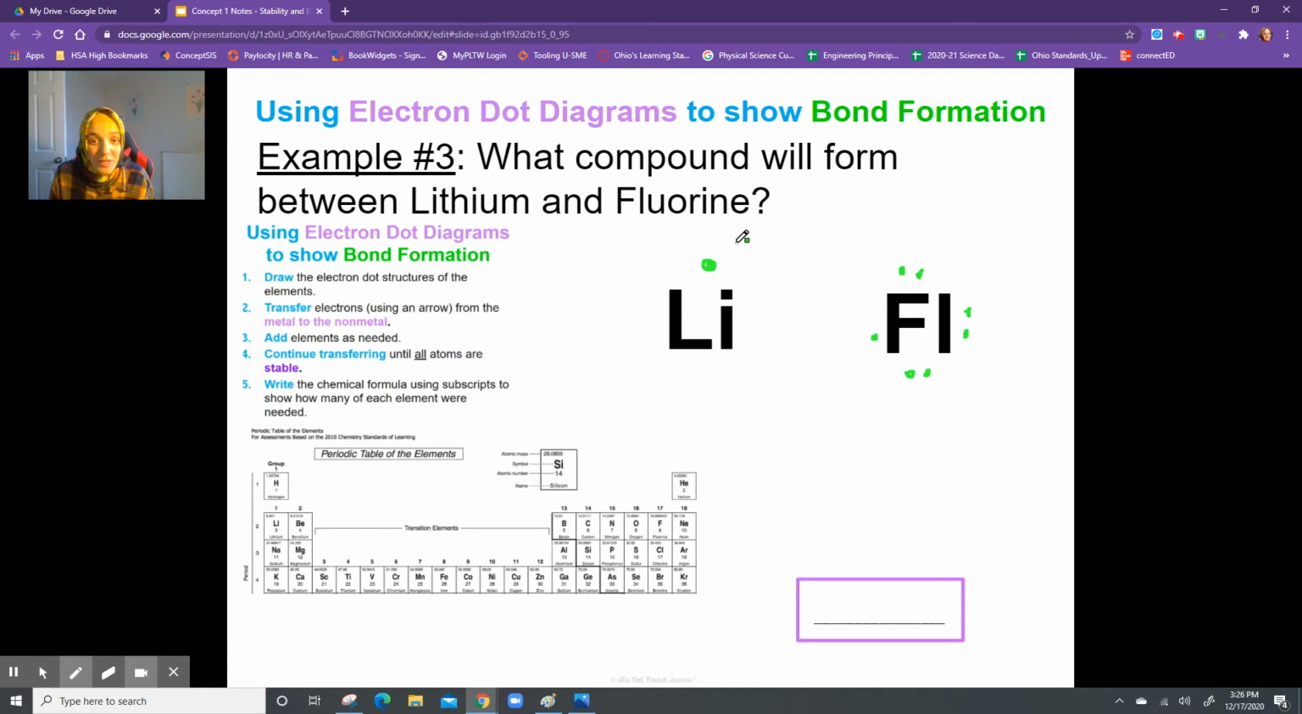Anyway, what's going to happen now? Fluorine has an empty space to become stable, to become 8, right? We're trying to be 8 here, but we have 7. So we need one more, right? So what are we going to do? Lithium is going to transfer, which makes it an ionic bond, right? It's going to transfer its only single electron to the fluorine. And this is how you're going to show bonding, okay?